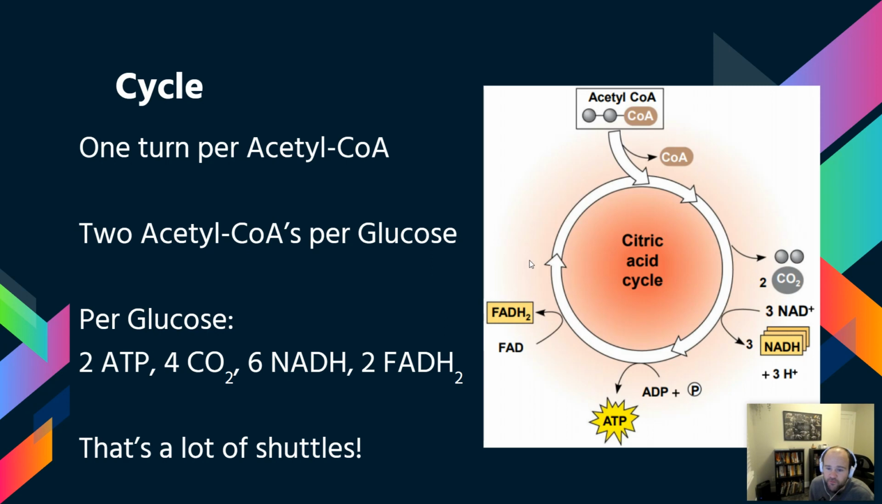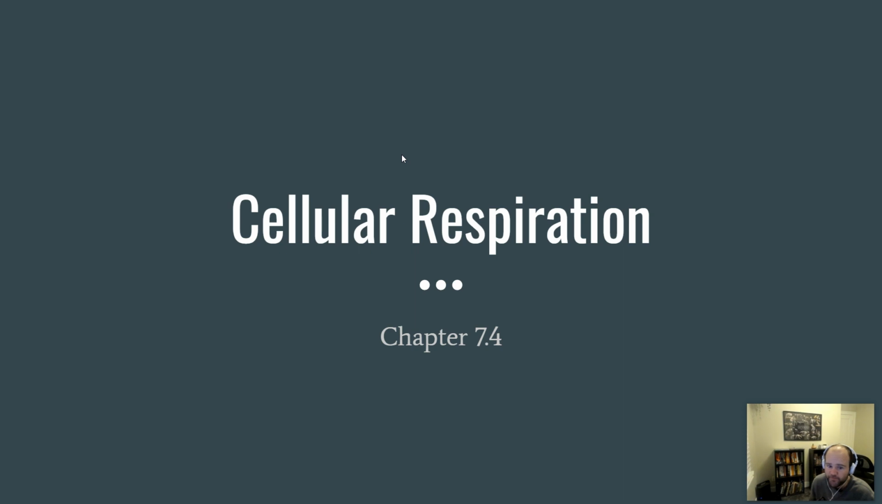That means we have 4 carbon dioxides from 2 turns, 6 NADHs from 2 turns, 2 FADH2s from 2 turns, and 2 ATP from every sugar. That's a lot of electron shuttles that we've made. And now finally, we're going to get to see what we do with them.